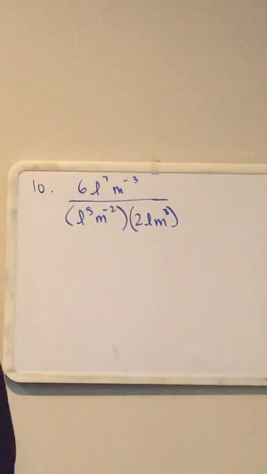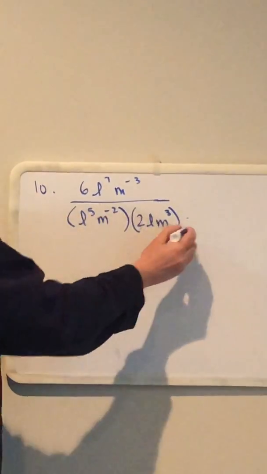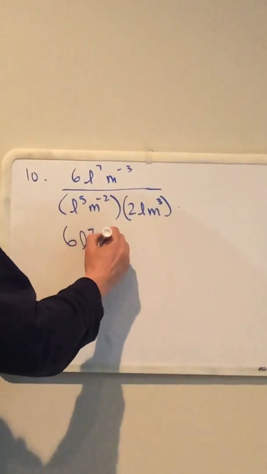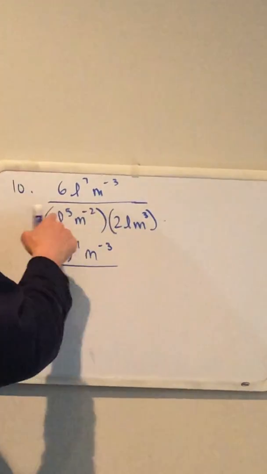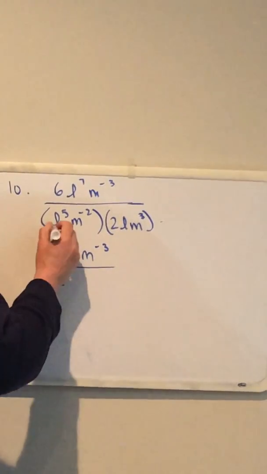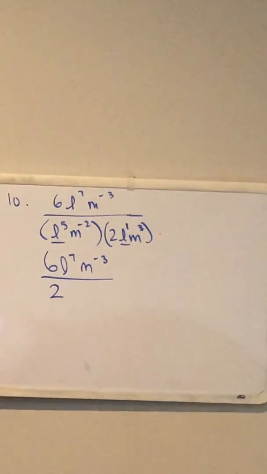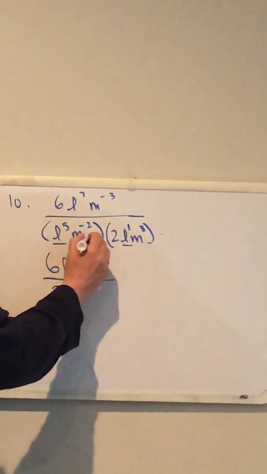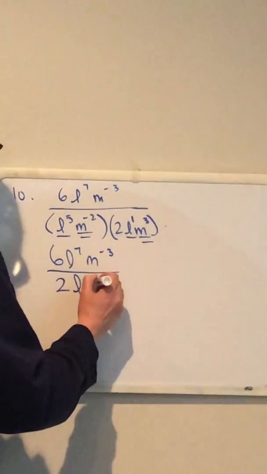Okay, so with a question like this, I would first just combine this to be a single thing in the denominator. So the 6L to the 7th, m to the negative 3rd is going to stay as is. But in the denominator, this is a 1 here. 1 times 2 is 2. L to the 5th times L to the 1st. You add the exponents, and that's L to the 6th. M to the negative 2nd, m to the 3rd, you add the exponents, and you get m to the 1st.